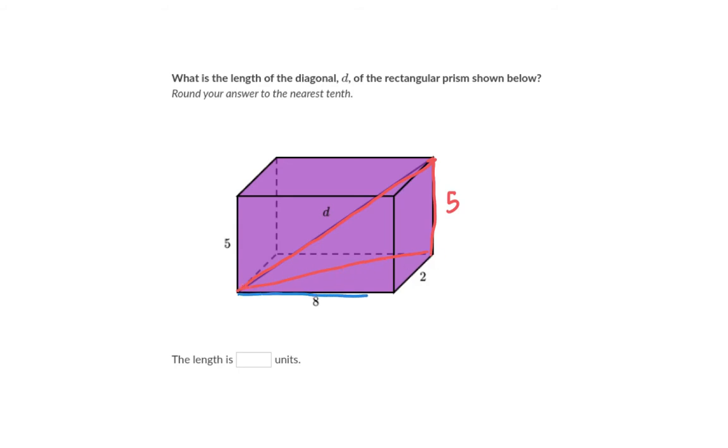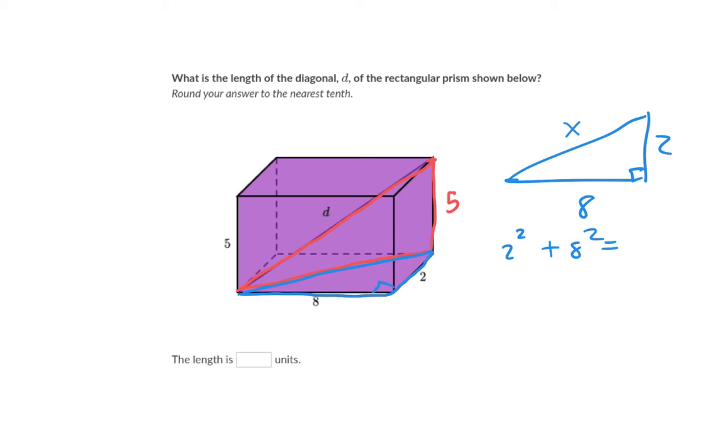So I'm going to make this blue triangle here. And really, that would be a right angle. And so if I was to redraw just that bottom triangle, it would look like this. And so what we're going to do, let's call it x. We're going to do Pythagorean theorem to find x real quick. And x is the hypotenuse, so it goes all by itself. So 4 plus 64 equals x squared.